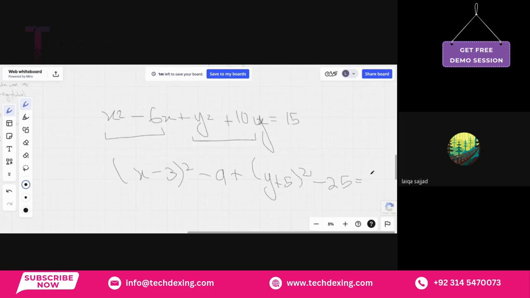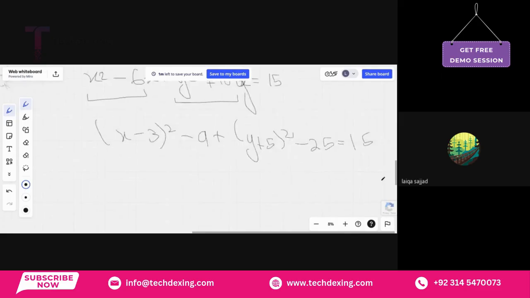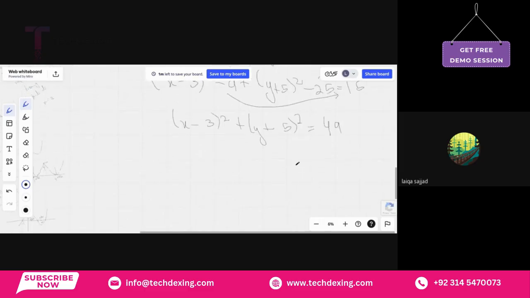Now we simply move our constants to the other side so that we can convert it into the standard form. So it would become x minus 3 whole square plus y plus 5 whole square equals, moving them to the other side, 49. Now we have simply converted it, and using this form we have to tell the coordinates of the center and the radius.